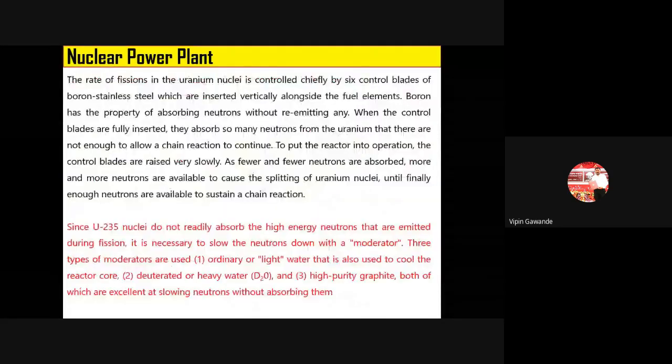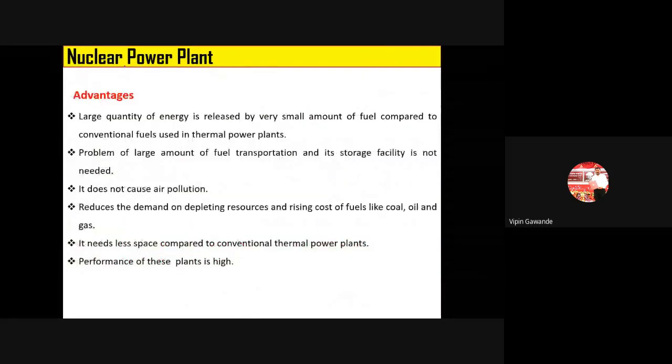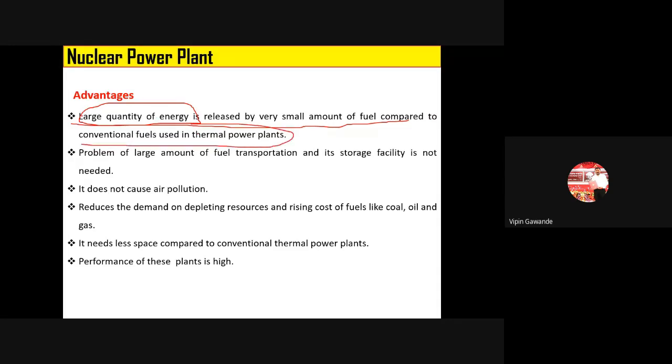Now, what are the advantages of this nuclear power plant? A large quantity of energy is released by a very small amount of fuel, compared to other conventional thermal power plants. So here the generation of energy is very large.